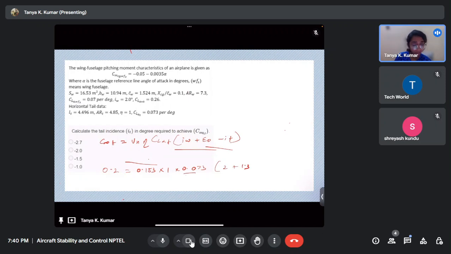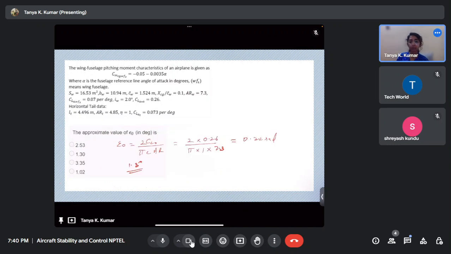So this is in per degrees, but all of your angles are also in degrees, and you're required to find the answer also in degrees. So when you substitute all of this, you get I tail to be minus 2.7. Correct. So it's a negative tail incidence angle.